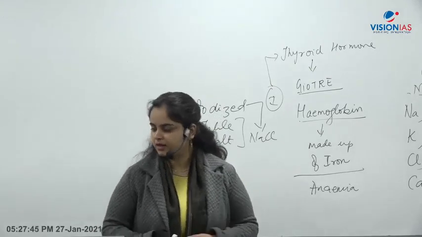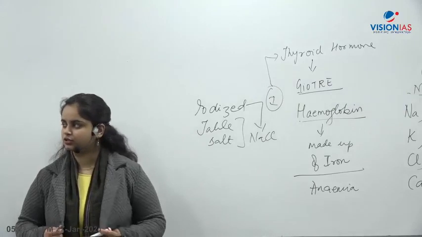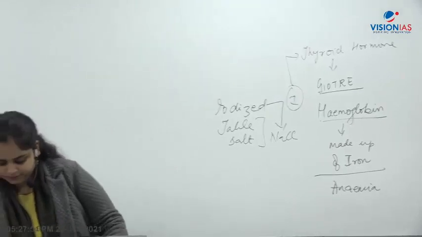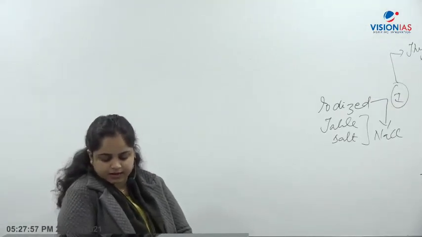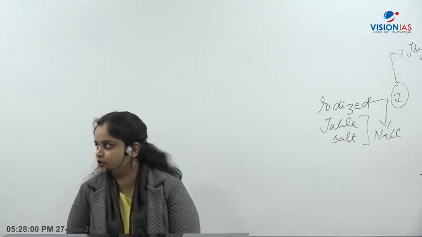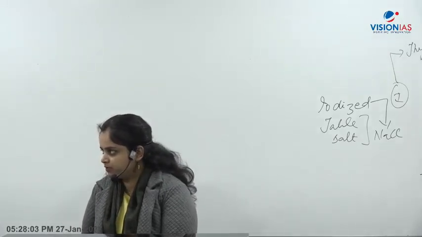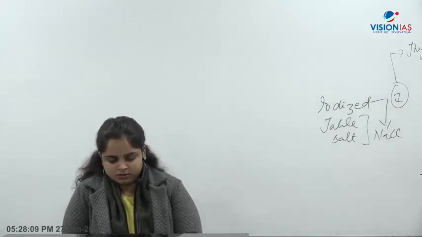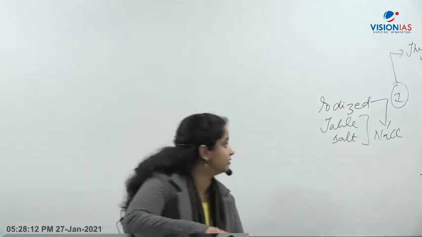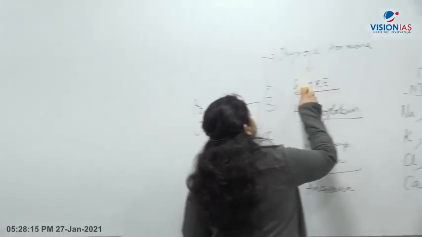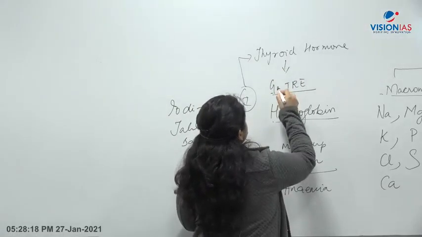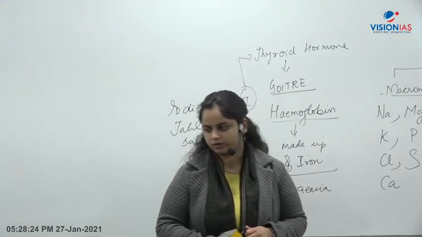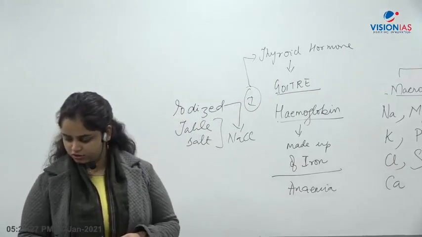Okay, please write down iodine, source, iodized table salt. Then write down it is a component of the thyroid hormone. And its deficiency, oh, actually I have misspelled it, sorry. Its deficiency causes goiter. Its deficiency can cause goiter.